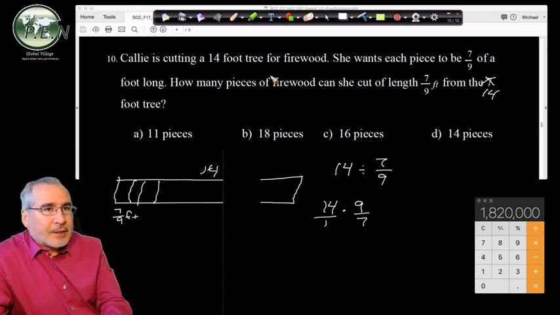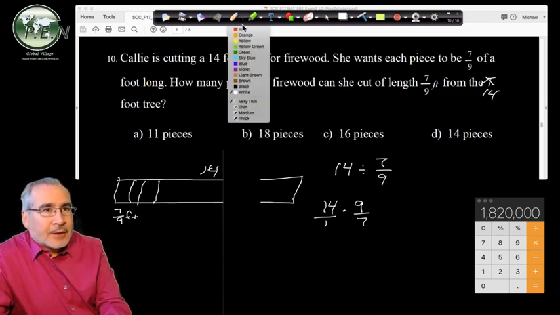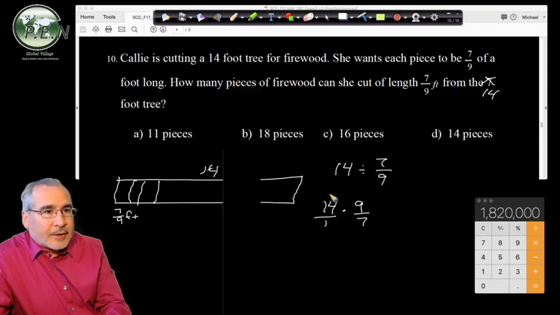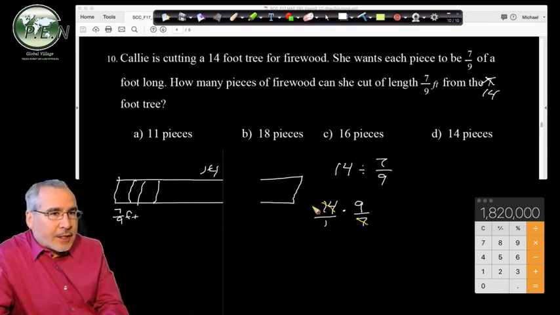Then as we do this, one of the ways to do it is, before multiplying 14 times 9 and then dividing by 7, you might see that 7 can go into 14 2 times. 7 goes into itself once. 2 times 9 is 18. 1 times 1 is 1. 18 over 1 is 18 pieces.